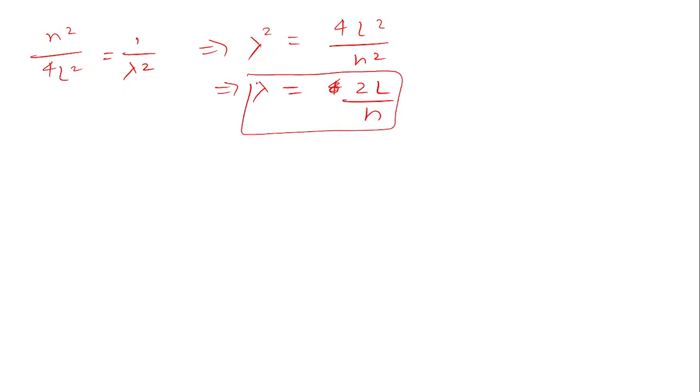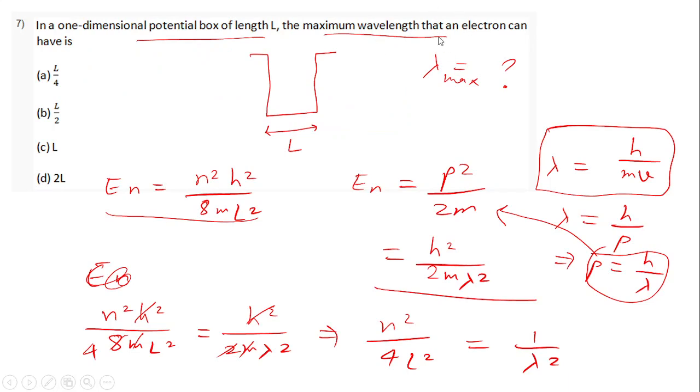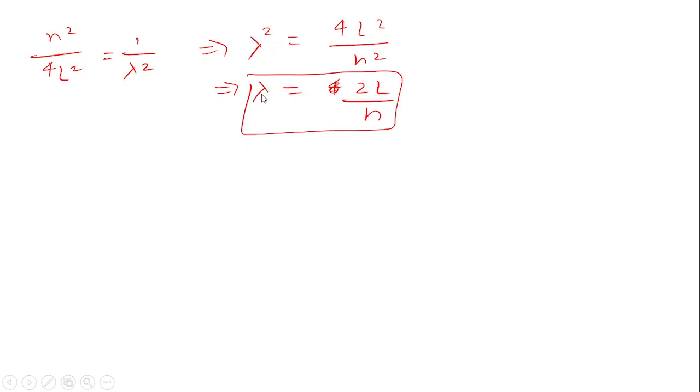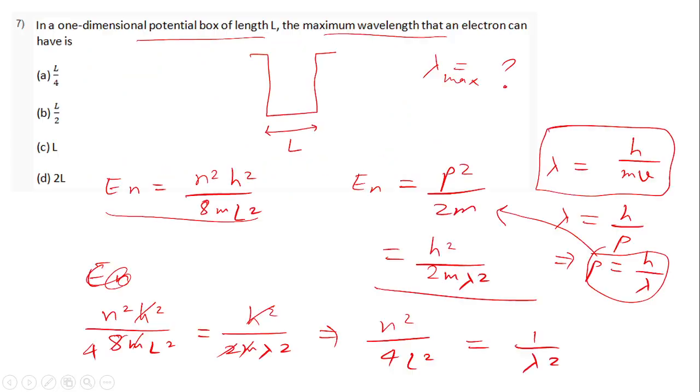We have to find out the maximum wavelength that the electron can have in this 1D potential box. The lambda will be maximum, length is fixed, so the only way we can make it maximum is when n is minimum, and the minimum value of n can be 1. So that means the maximum wavelength is 2L. Okay. So for this potential box, the maximum wavelength can be 2L. So D is the correct answer.